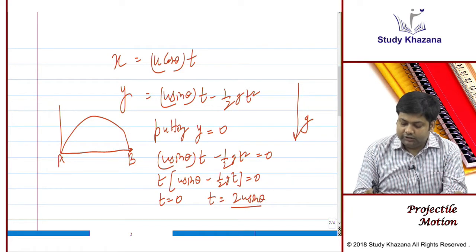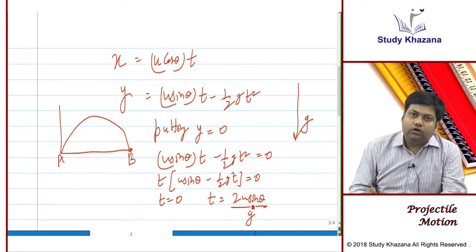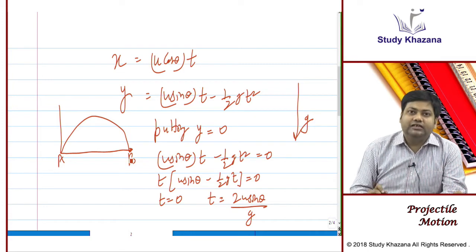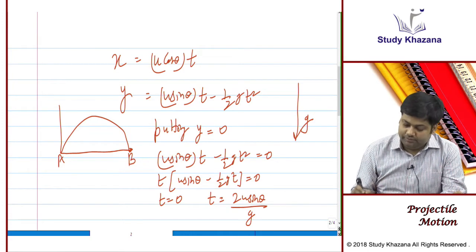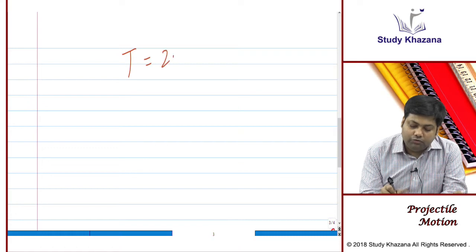Now if you see this, this is what we call the time of flight. Essentially the time of flight is the total time during which the projectile has actually been in motion. So from A to B, this is the traveling time of the projectile. Now we got t equal to 2u sin theta by g. This is the time of flight.